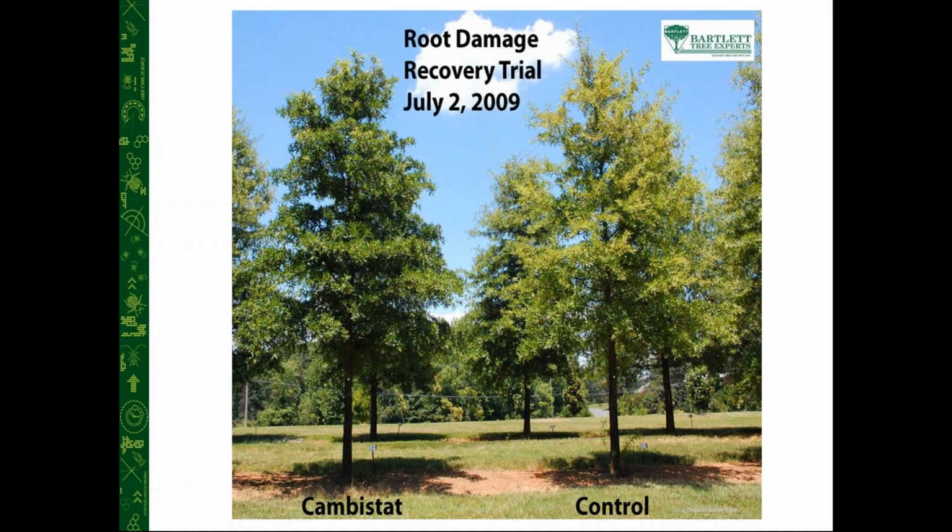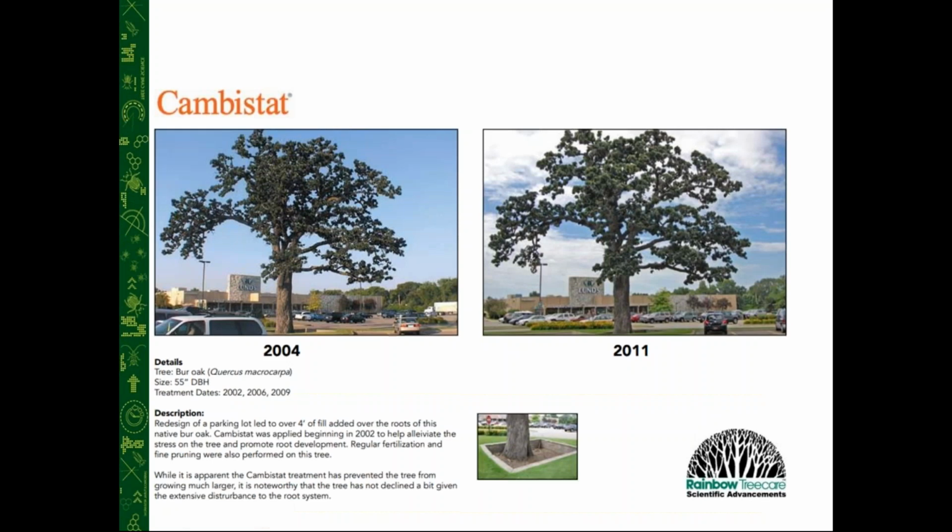So we took these trees where we cut off half of the root system on one side of the tree, all the way up to the trunk, and then saw what we could do to help them recover. As an example here, on our left we have a tree that was treated with Cambistat. Half of the root system was cut off and then it was treated with Cambistat. On our right we have a tree where half of the root system was cut off and we did nothing to it. What you're seeing here is 1 year after treatment, the difference in our tree treated with Cambistat: darker, greener foliage, no dieback, a compact looking plant, versus our untreated plant, where we're seeing chlorosis and tip dieback. Really a night and day difference with the application.